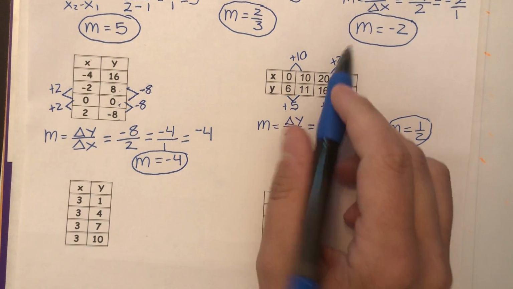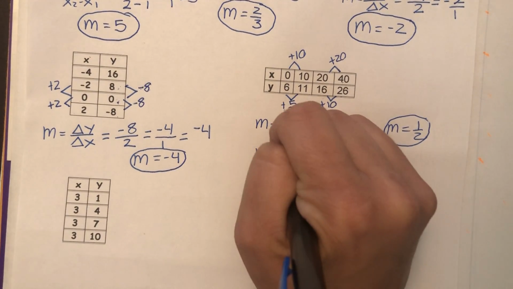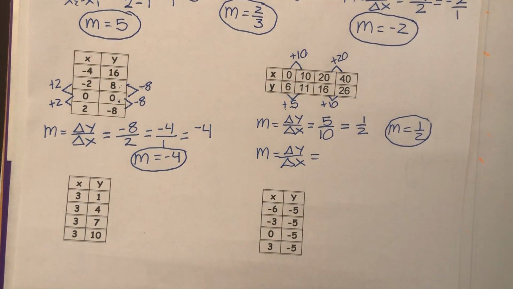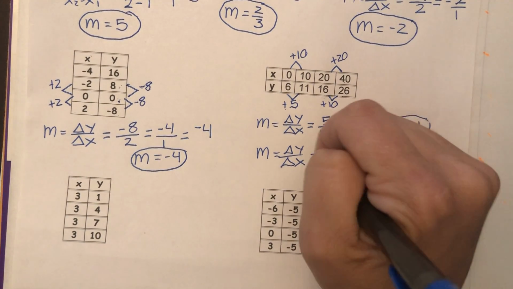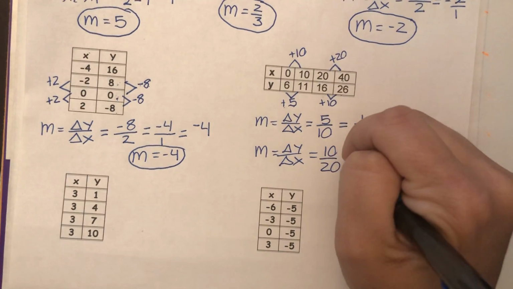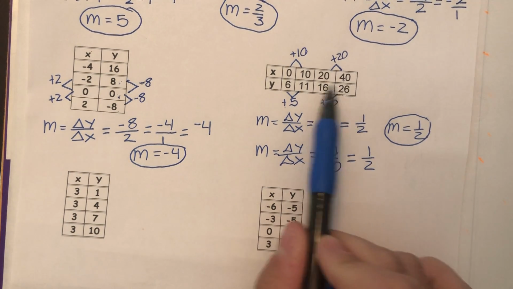If I pull these out and I write my change in y over my change in x, change in y is 10, change in the x values is 20. That simplifies to 1/2 still. So just because it's different, that just means we have to simplify and we're still going to get the same slope. Just means that these points are further away.